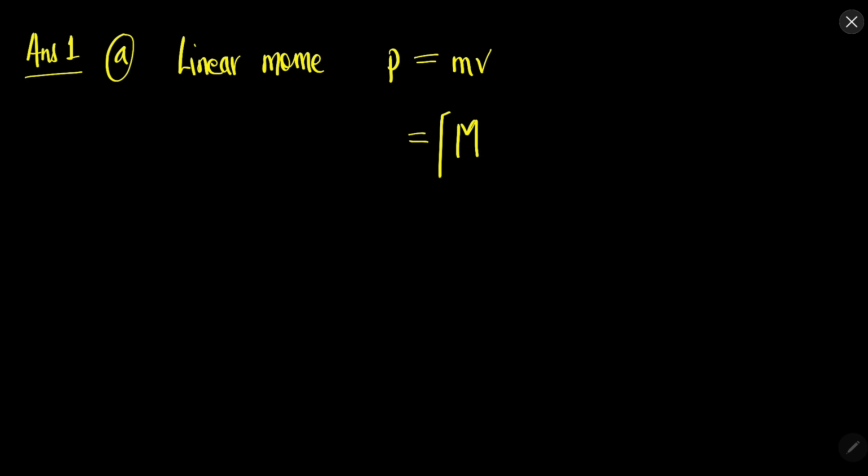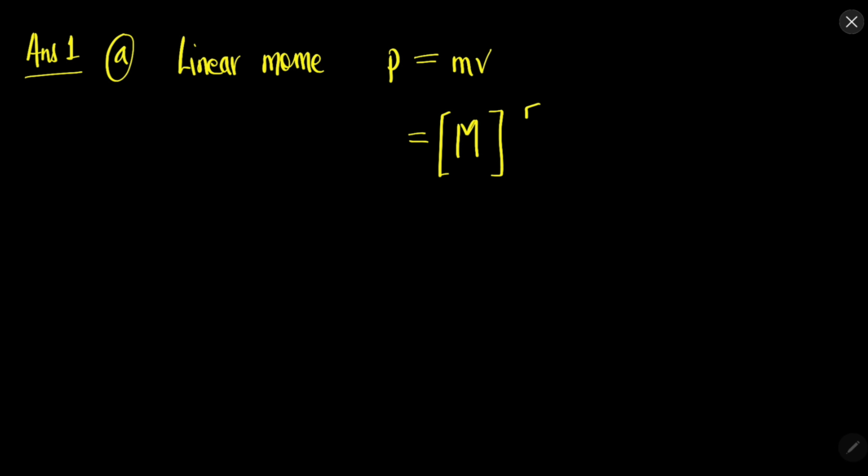So how to find the dimensions of linear momentum? Linear momentum is represented by small p, and the formula of linear momentum is mass into velocity. So it's quite simple. What are the dimensions of mass? It is M, L⁰ and T⁰. Only mass is there in mass.